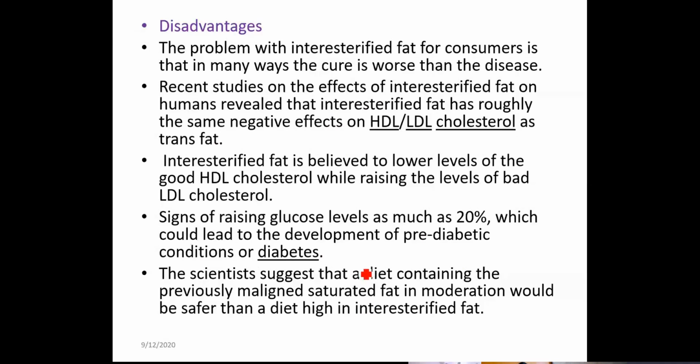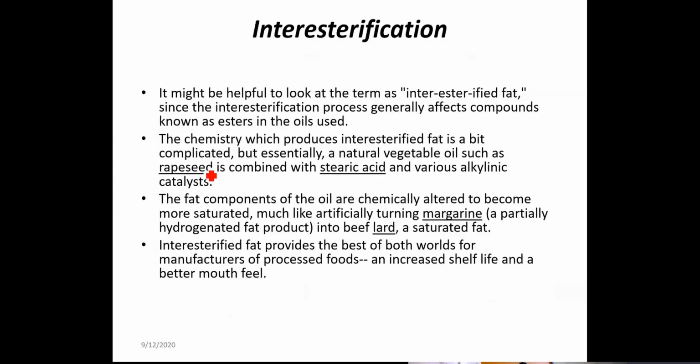Okay, so interesterification is like the same thing, in which you play with the fat. I will try to continue this in more detail in the next lecture, but just to give you an idea, interesterification generally affects the compounds known as esters in the oil used, which produces a fat. It is a bit complicated, but a natural vegetable oil such as rapeseed is combined with stearic acid, so that you have a different plasticity and a different fatty acid with a different melting point.